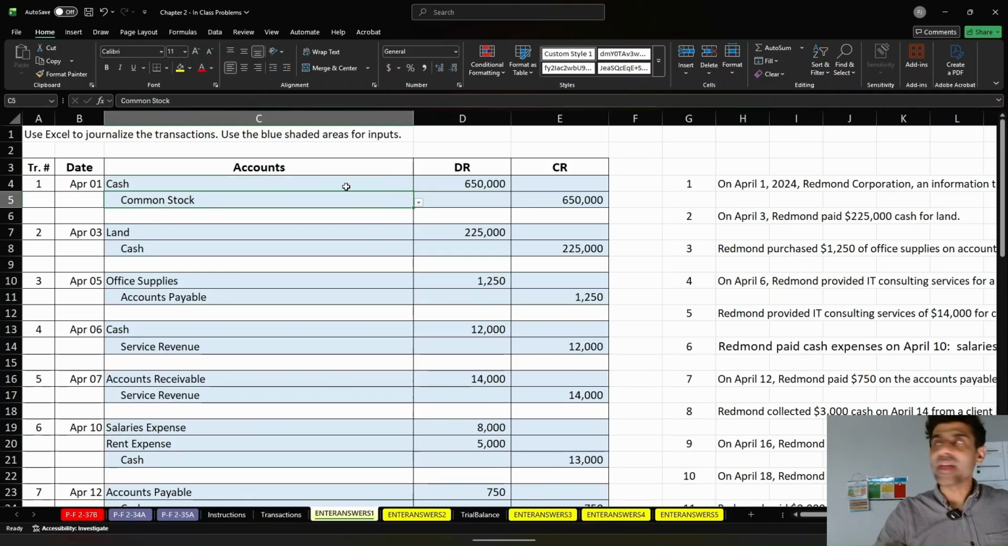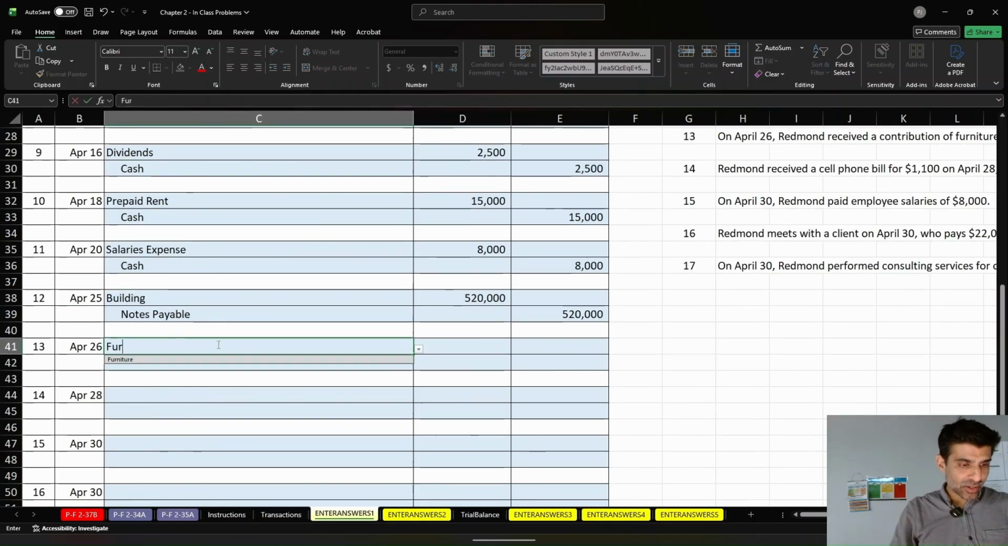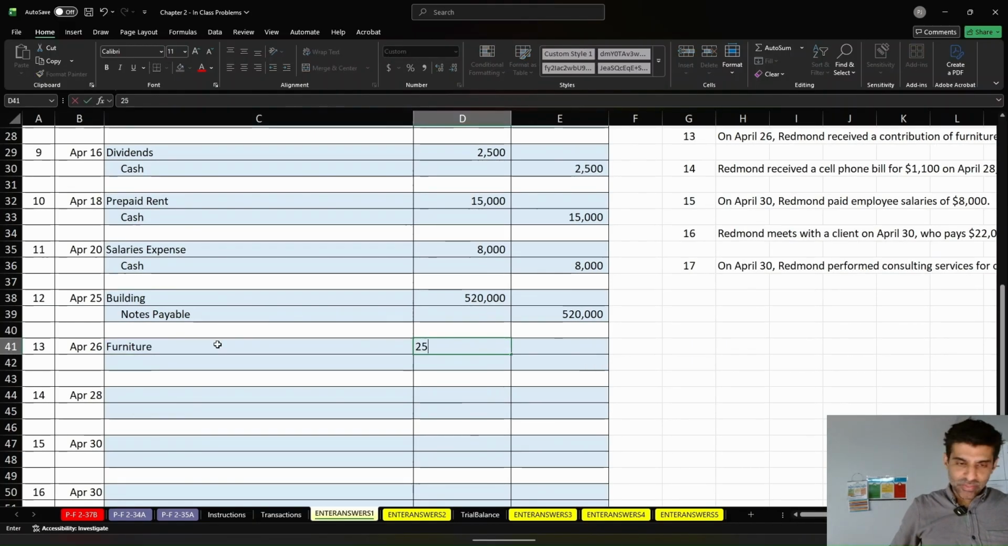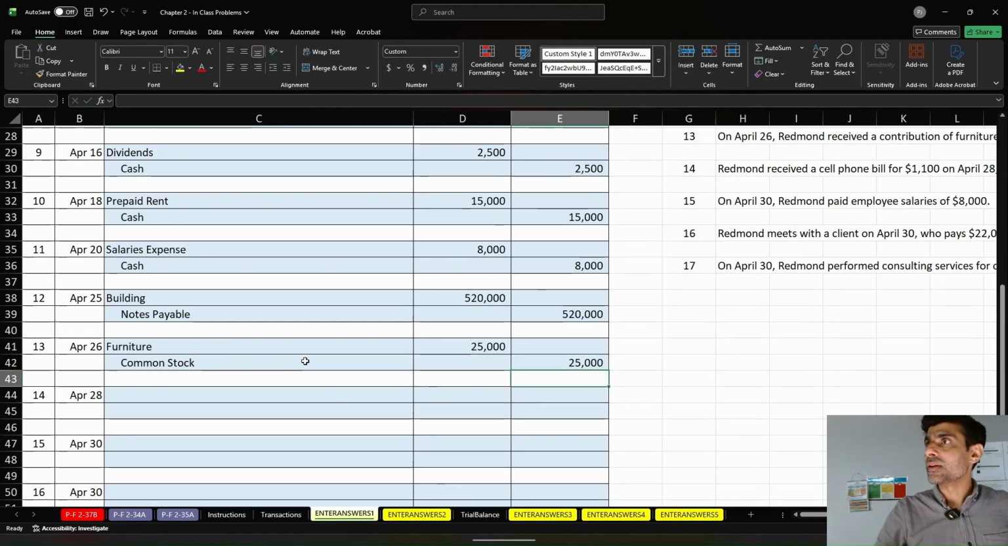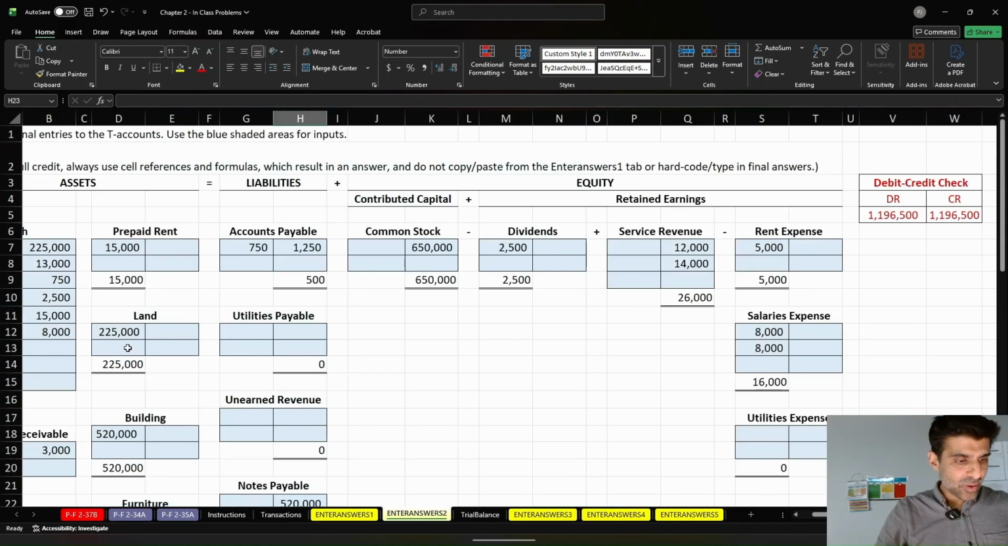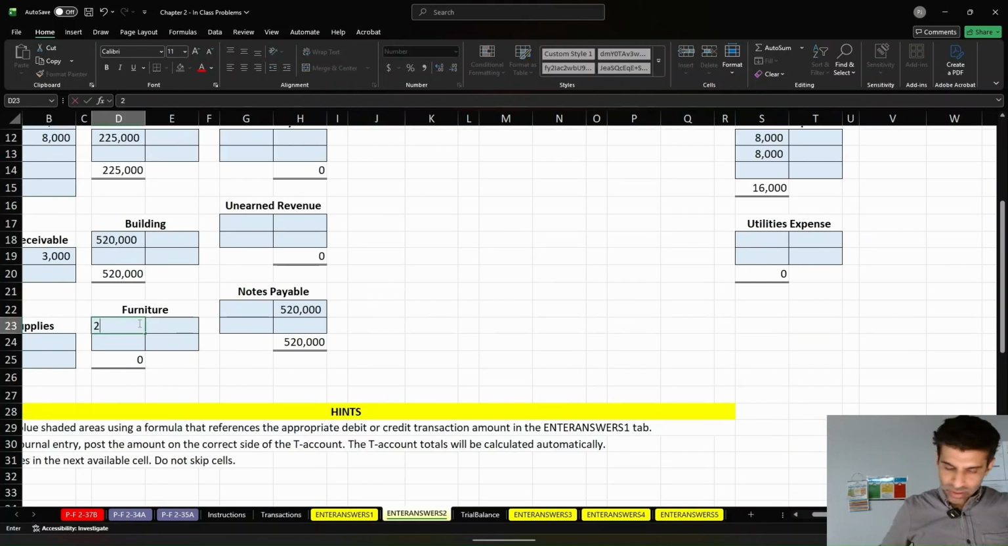So it's the same thing, except we're going to debit a different asset. We're going to debit furniture, 25,000. In exchange, the owner is getting that value in common stock. So if I go here, common stock, another 25,000 credit, and we're getting furniture, $25,000 worth. It's a debit there.